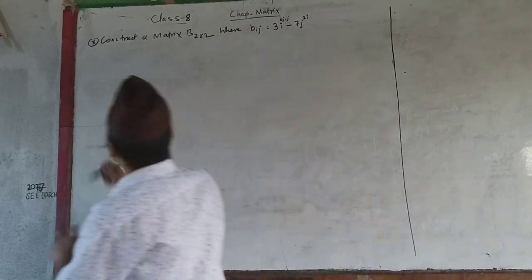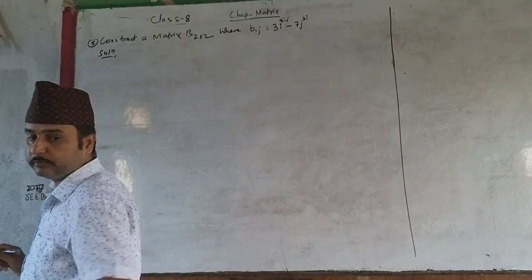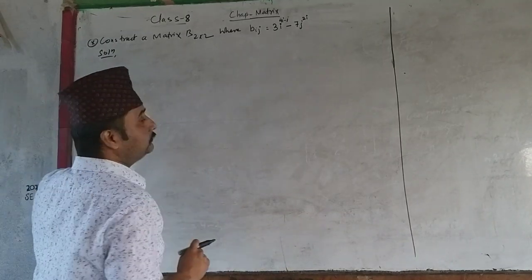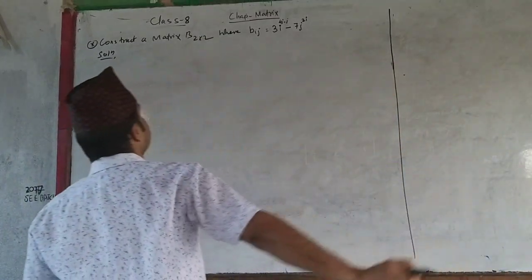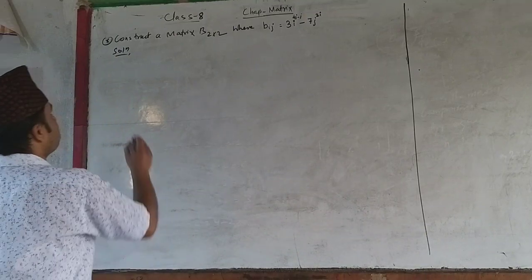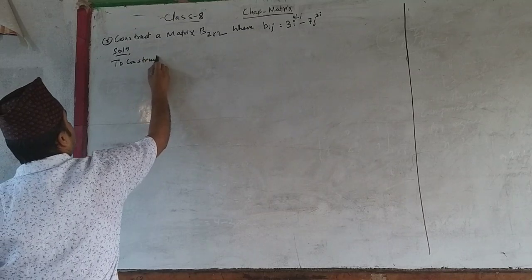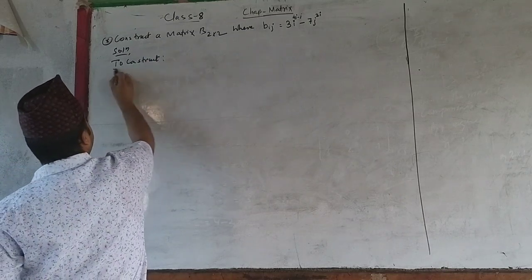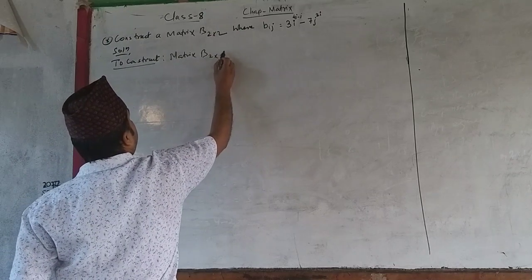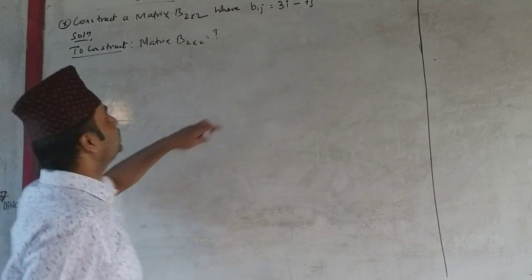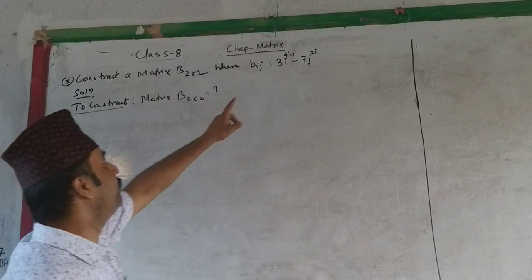Now see here how to solve. Solution to construct, let us see this example. To construct matrix B of order 2 by 2, how do you construct? This is a rule, this is a syntax, or this is a formula on the basis of which the elements of the matrix will be found.